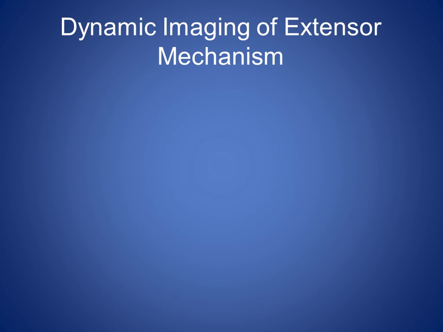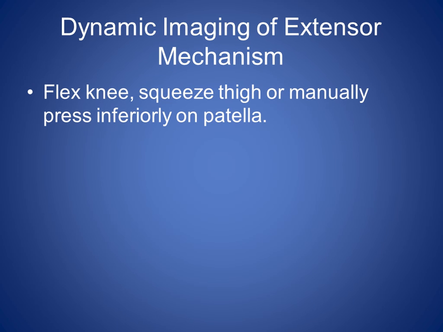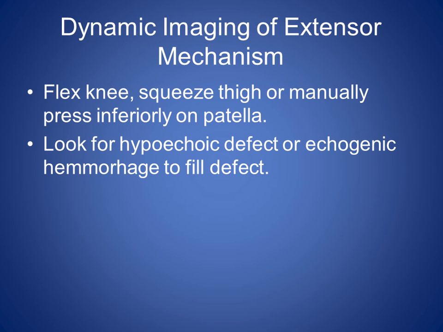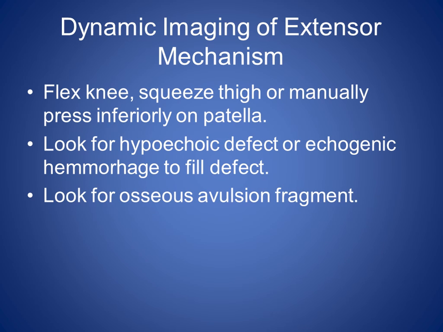So how do we do dynamic imaging of the extensor mechanism? Well, there's 3 ways that we can do it. Obviously, you have the patient try to flex the knee. If he doesn't want to do that, you can squeeze the thigh, and if not, you just yank on the patella and see if you can see any movement there. Of course, you want to look for the hypoechoic defect or hemorrhage to fill the defect, and then look for any avulsion fragments.